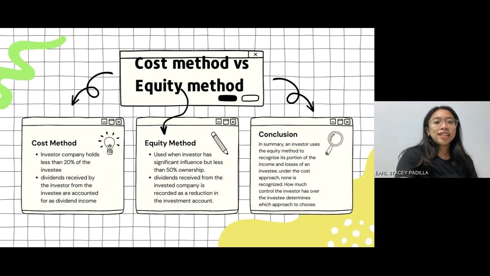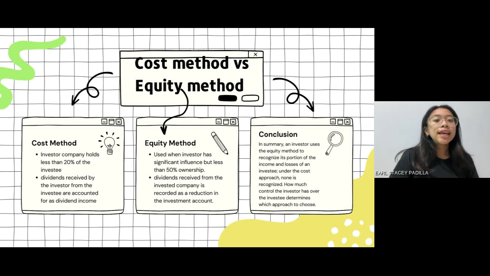To talk about its advantage, the cost method is easy to use and does not require complex calculations or assumptions. Weighing out its disadvantage, the cost method does not account for equity income, which can be a weakness for investors who want to track their investment's performance. So next would be equity method.